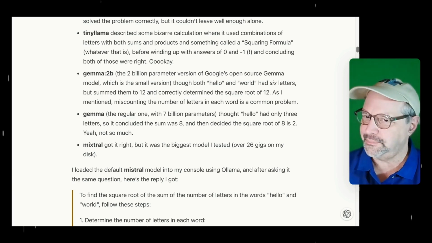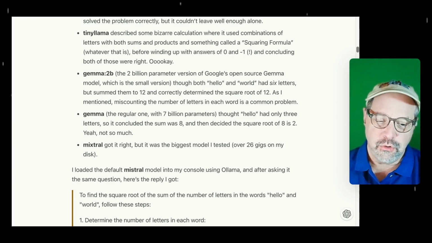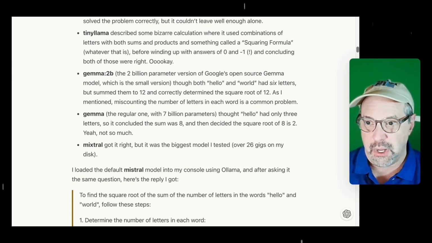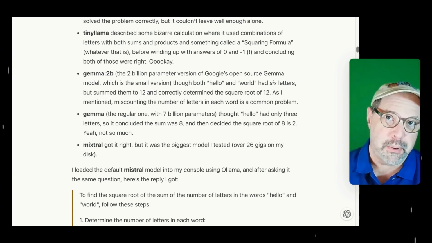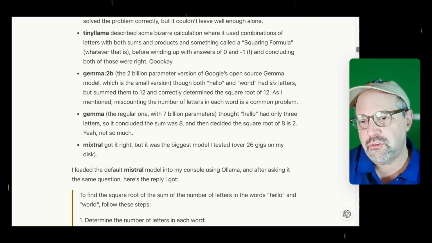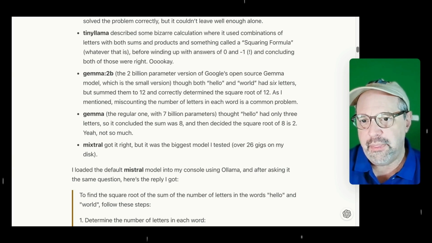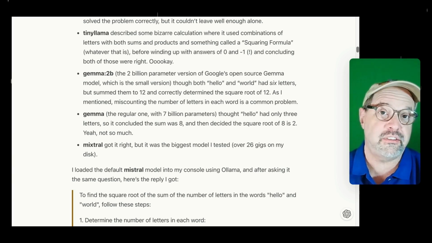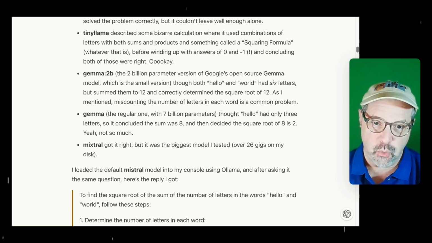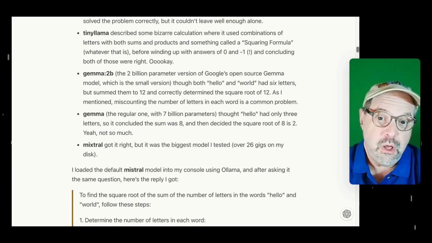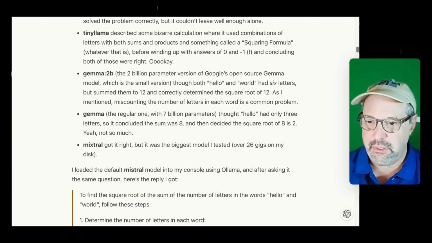Yeah, okay. Now, Google recently released their open source model called Gemma. Gemini is their proprietary one, but Gemma is their open source one. The small one there is a 2 billion parameter model. And that one I ran through, and it said it thought both the words hello and world each had 6 letters, added them up to 12, and correctly determined the square root of 12. So, I mean, close, just not really the right answer.